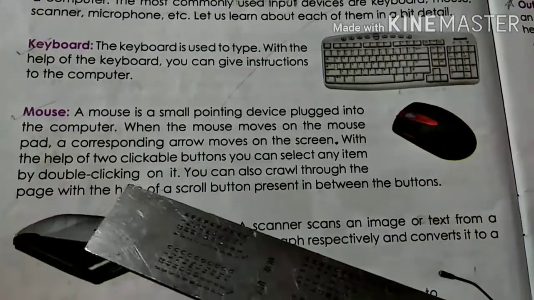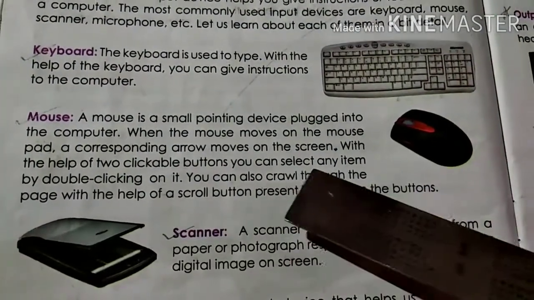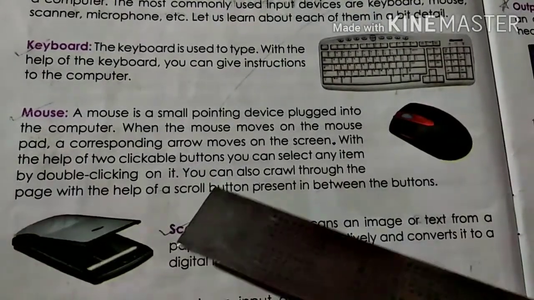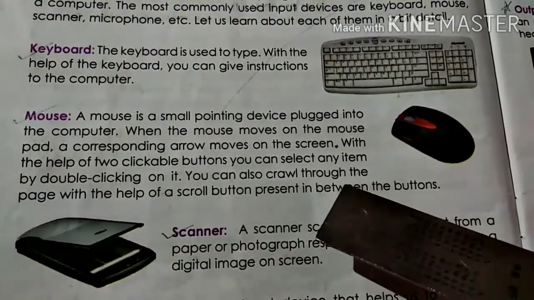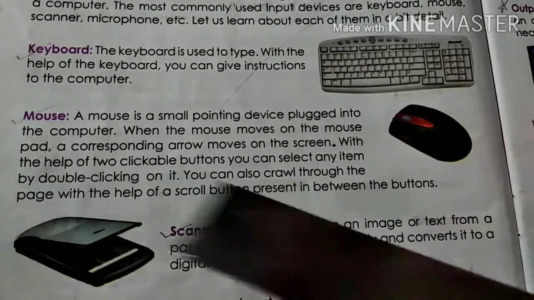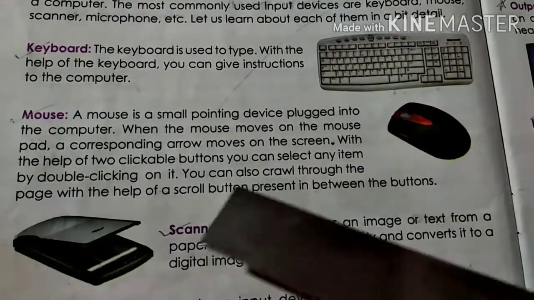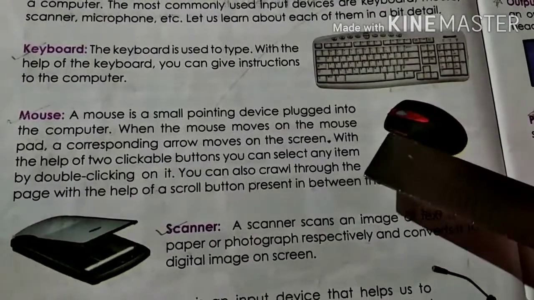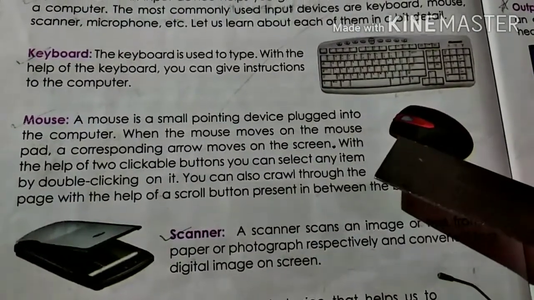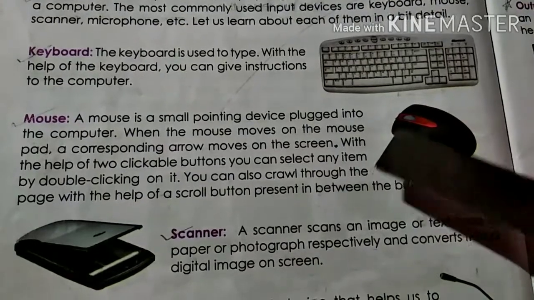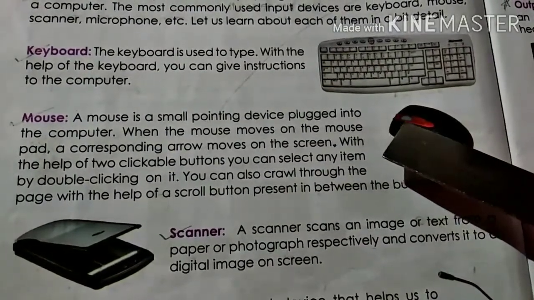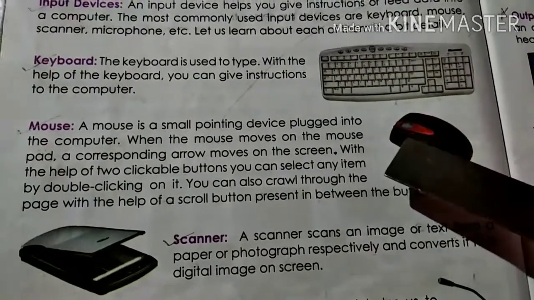With the help of two clickable buttons, you can select any item by double clicking on it. You can also scroll through the page with the help of a scroll button present in between the buttons. So you can see, students, these are the two buttons, left and right button, and the middle one you can see here, this is a scrolling button.